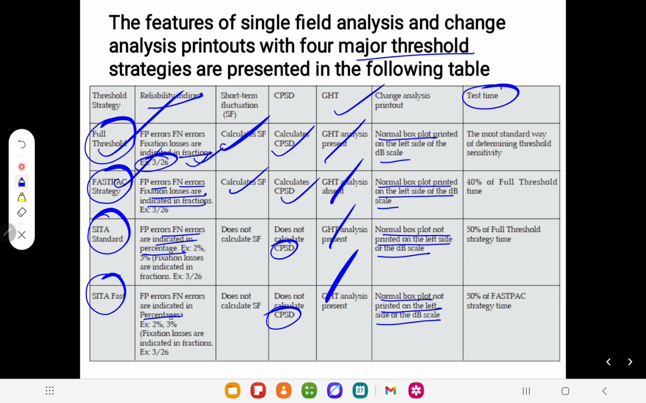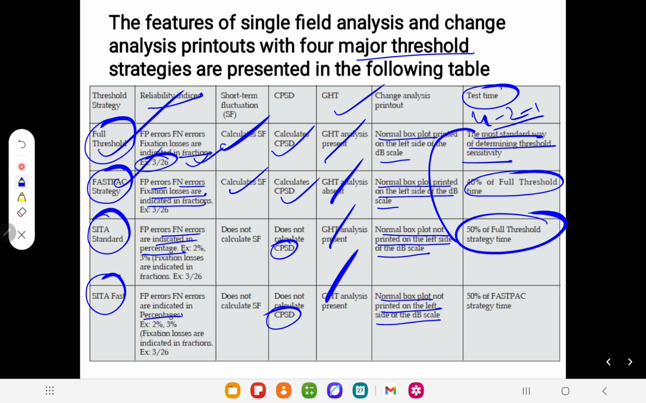And time taken: you should always understand that the time used for determining the threshold of all points is always compared with Full Threshold, the most standard way to determine threshold sensitivity, because Full Threshold is the staircase method, the 4 dash 2 dash 1 method. Okay, FASTPAC is 40% of the full threshold time, it means 60% less, isn't it? SITA Standard is 50% of the full threshold.